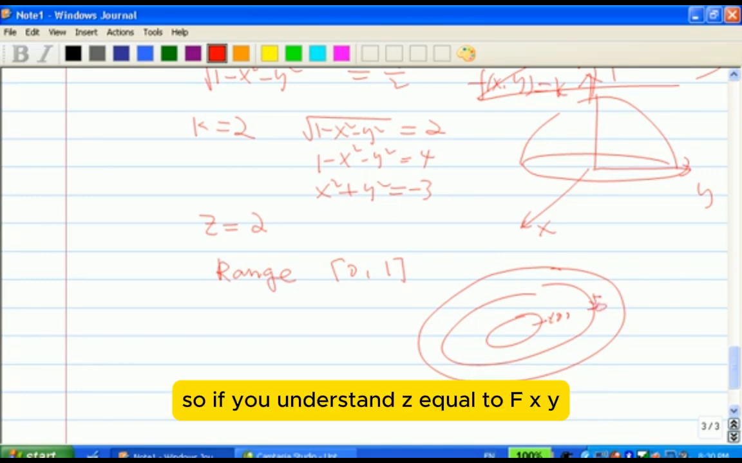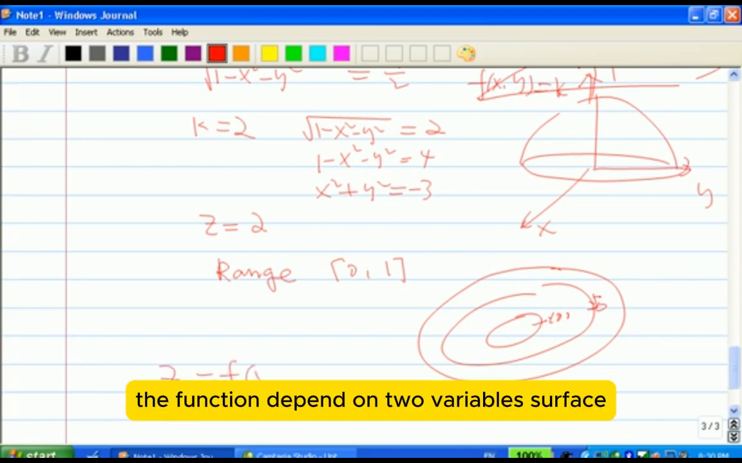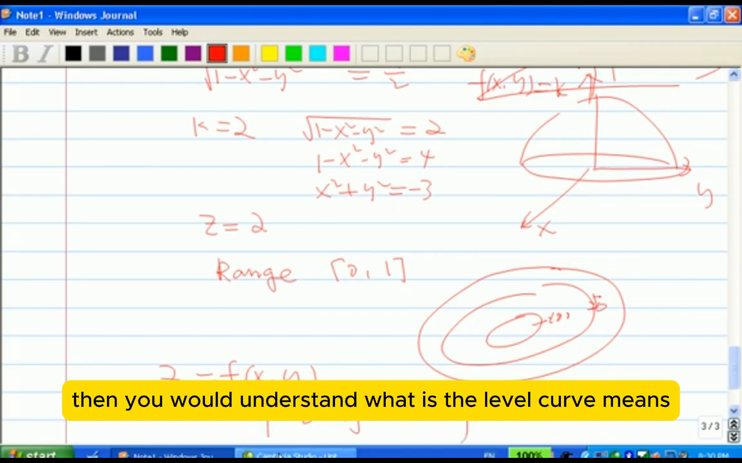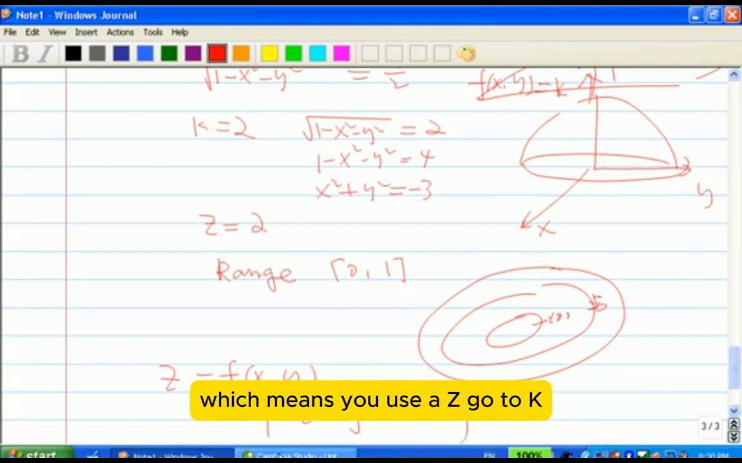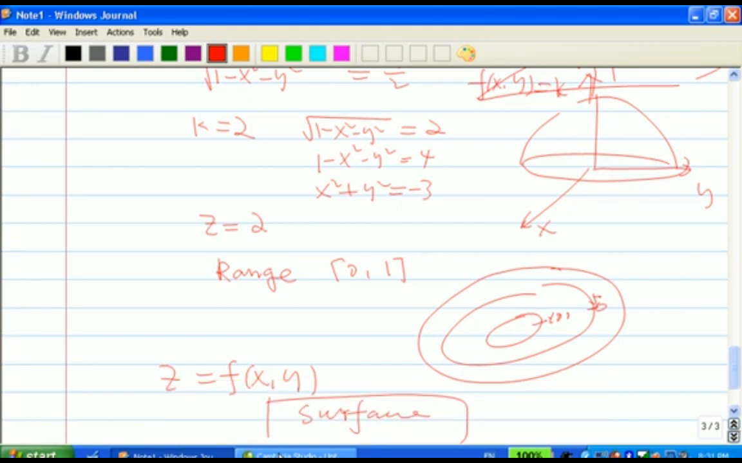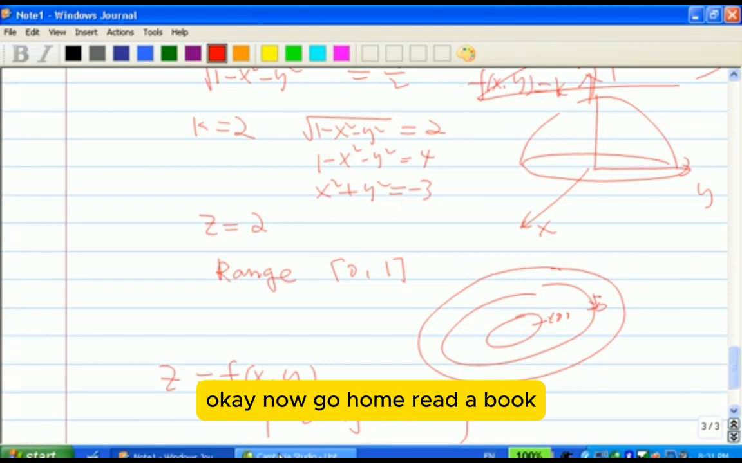So if you understand z equal to f(x,y), a function that depends on two variables, as a surface, then you will understand what a level curve means: you use z equal to k, which is a plane parallel to the xy plane, to cut your surface, and you get a curve. Okay, now go home, read a book.